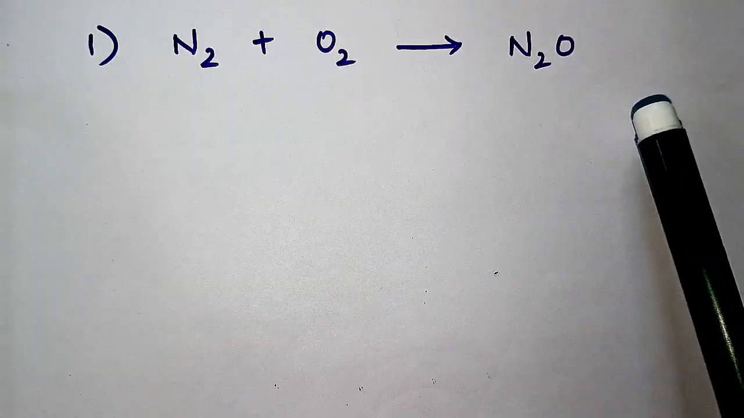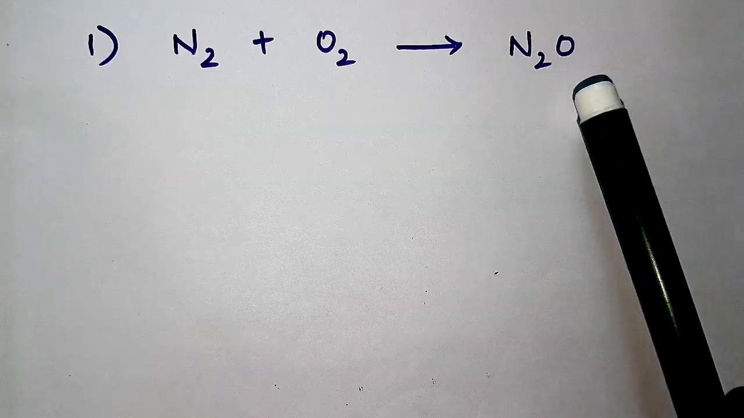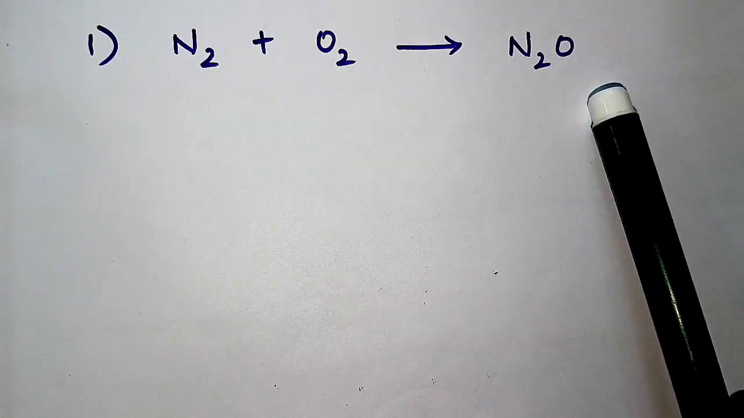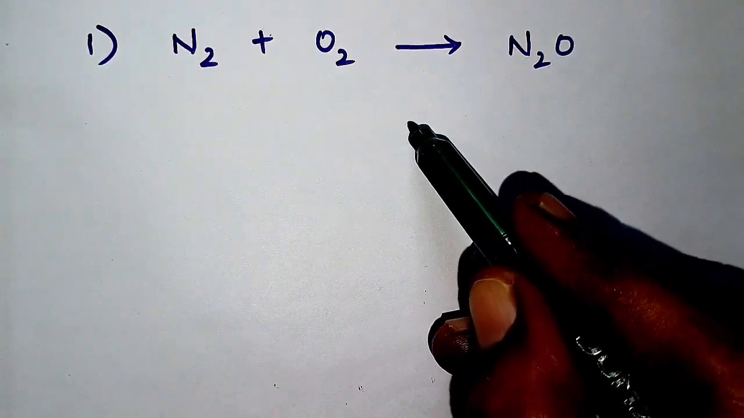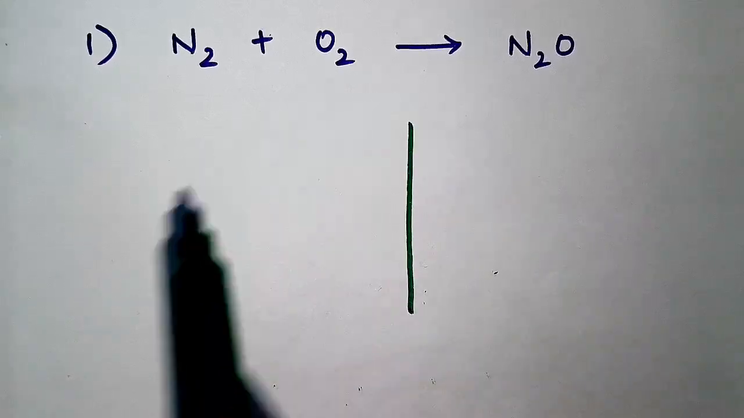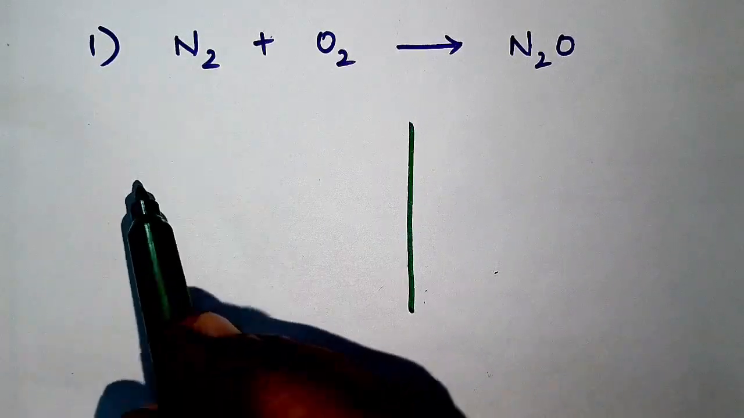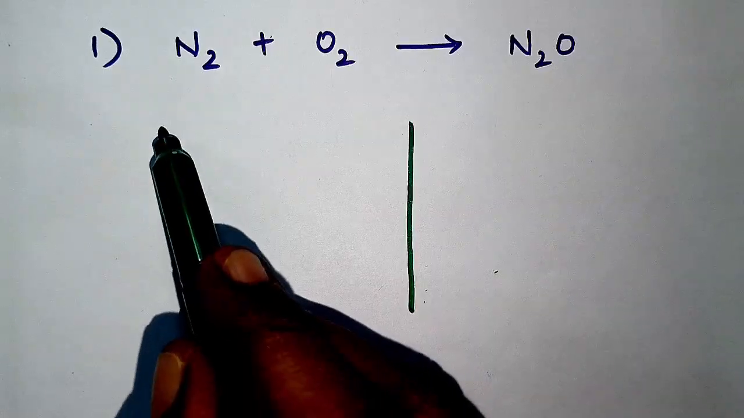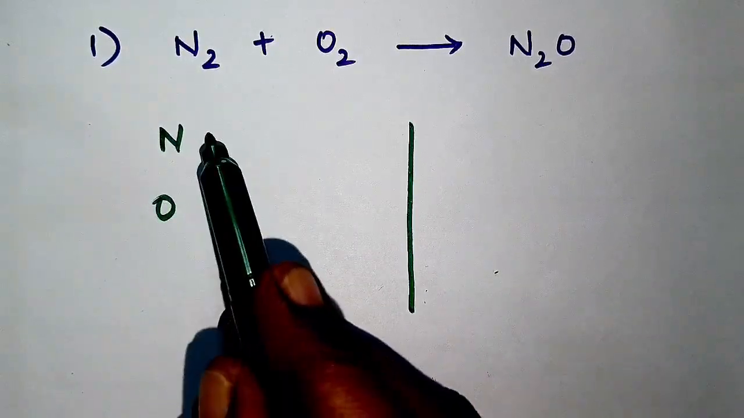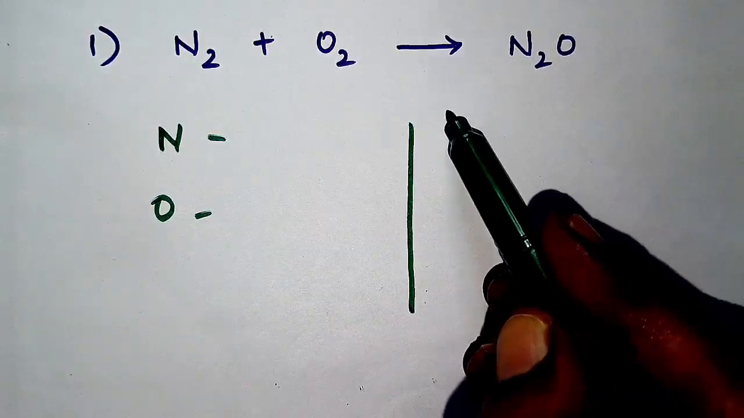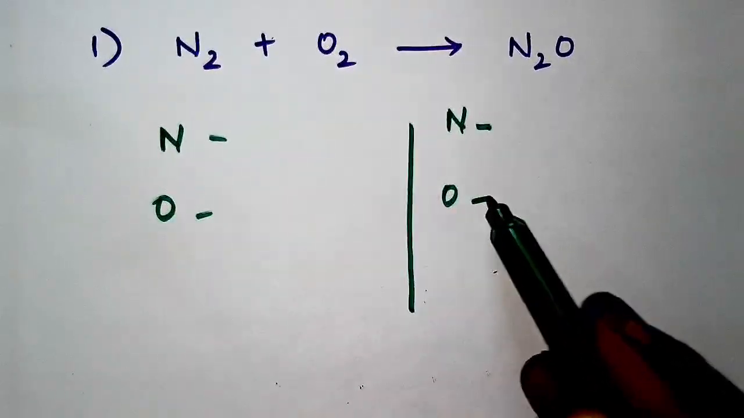Okay, if you follow three simple steps, you can easily balance a chemical reaction. So the first step is just make a column. The left hand side is your reactant, so just write the atoms present in your reactant side and product side. So here you have nitrogen, then oxygen. Okay, so in the product side also you have nitrogen and oxygen.